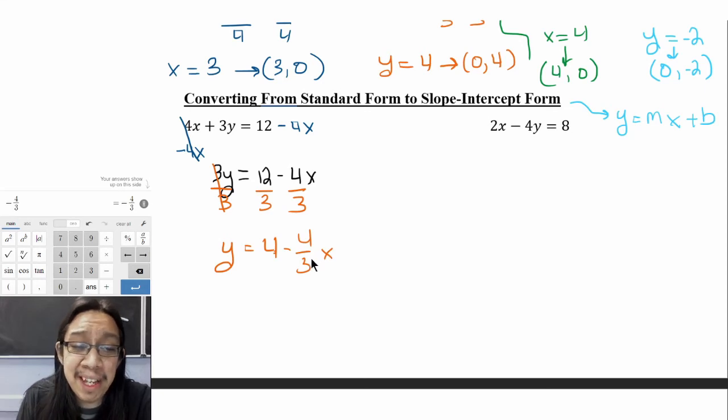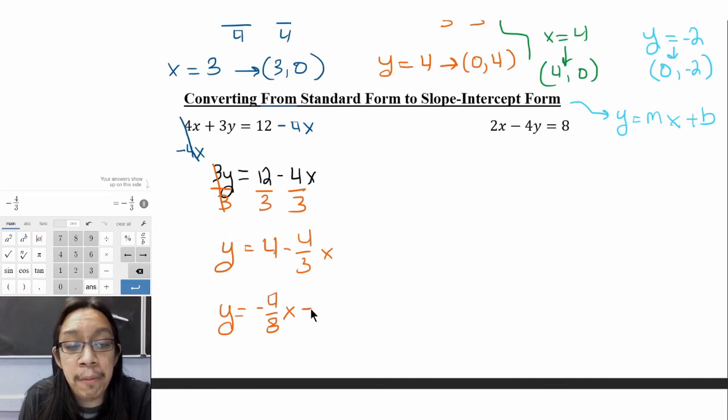Now here's the thing. This doesn't necessarily look 100% like y equals mx plus b, because normally we would expect the mx portion of our equation to be out in front. So one thing you could do if you want is switch the order of these numbers here. We could go ahead and put the negative 4 over 3x first, and then because this is a positive 4, we make sure that we add 4.